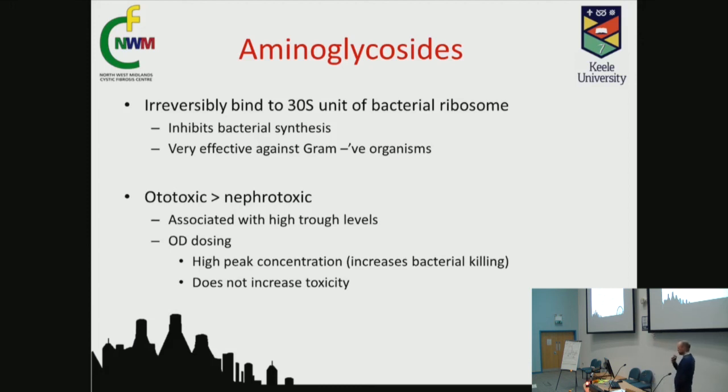it's if you have too high a trough level. There have been lots of studies looking at the best way to give aminoglycosides to maximise their efficacy and reduce their toxicity, and the standard practice now is that they should be given in a once-a-day format as opposed to the old days where we'd give them 3 times a day. Okay, and the reason we do that is you give a bigger dose, you get a higher peak concentration, which gives you better killing action against the bacteria, but it doesn't increase toxicity. And that actually has now been shown to reduce toxicity, certainly in CF patients.